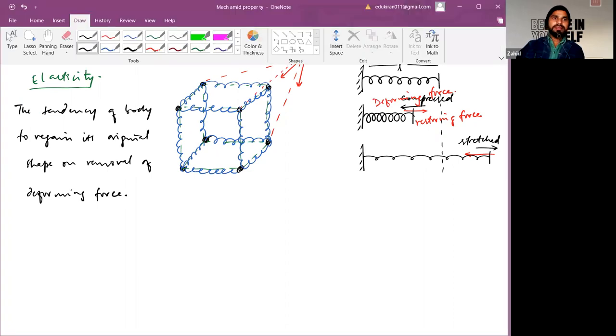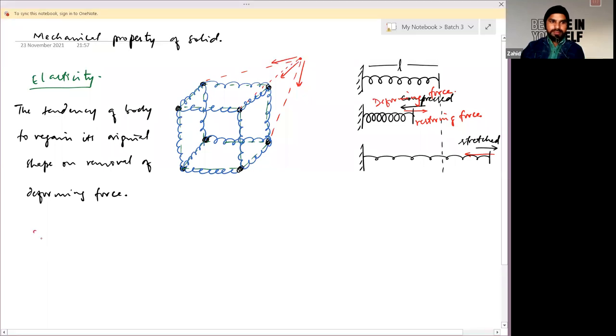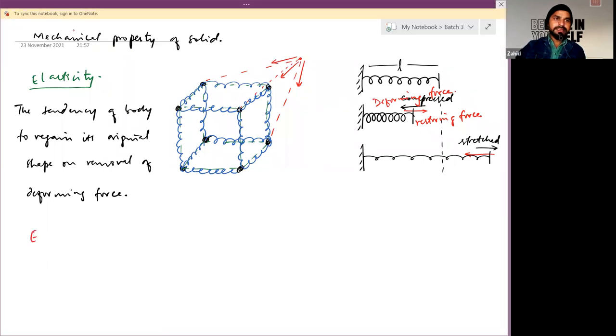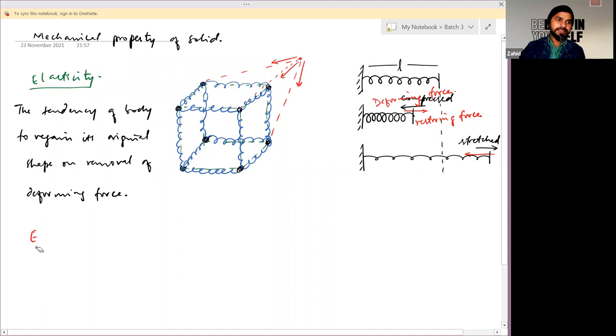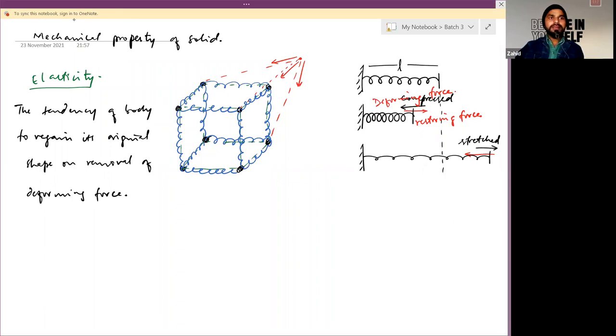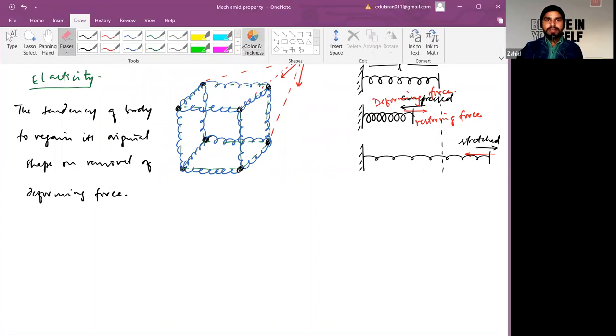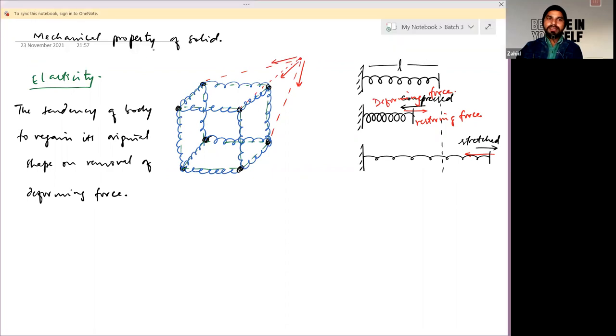Similarly, we may define the opposite term of this elasticity, which is plasticity. If a body has an inability to regain its original shape on removal of deforming force, then it is termed as plasticity.